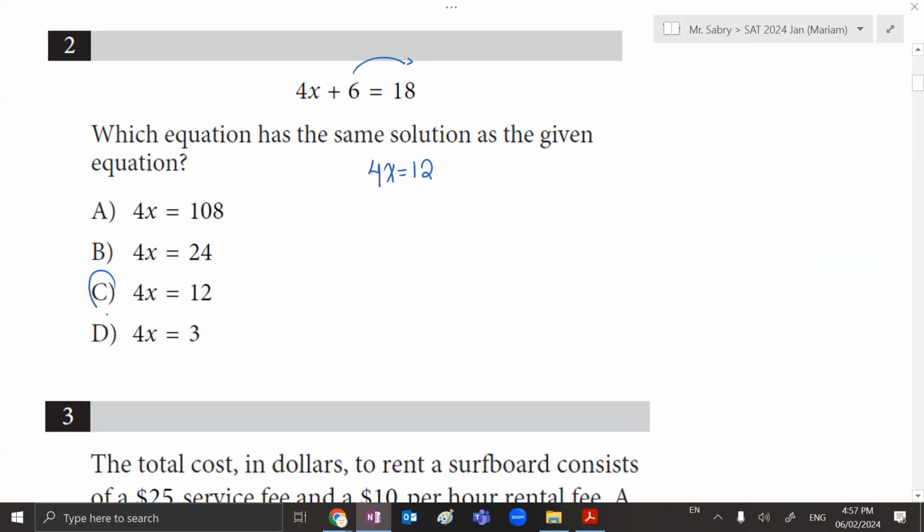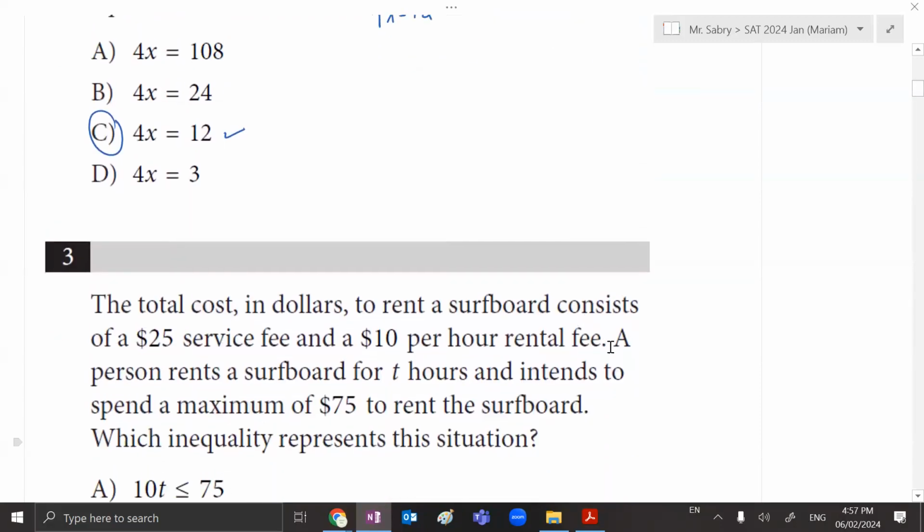Why didn't you just find the x and move 4 to the other side? Because all the choices are already written in the form of 4x equals something. So why would I get the x? I just need the 4x. Perfect, exactly.